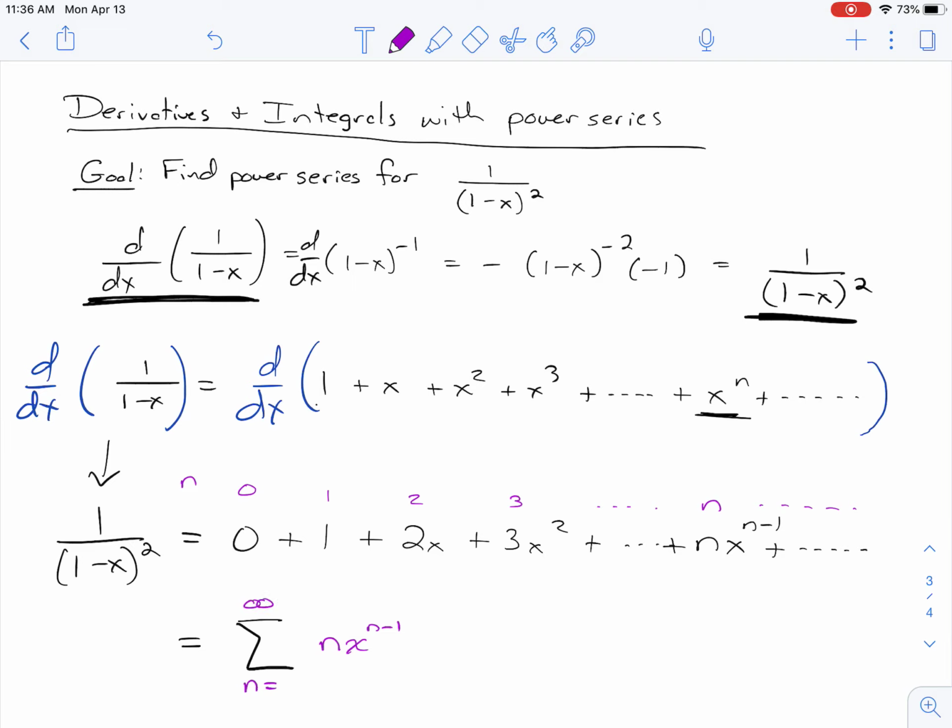Where do we start? It doesn't really matter if you start at 0 or at 1. If I start at 1, then my first term is going to give me 1x to the 0 power, which is this. If I start at 0, my first term is going to be 0x to the negative 1 power, which would give me that. So I can really start this at 0 or 1, doesn't matter. I'm going to start it at 1.